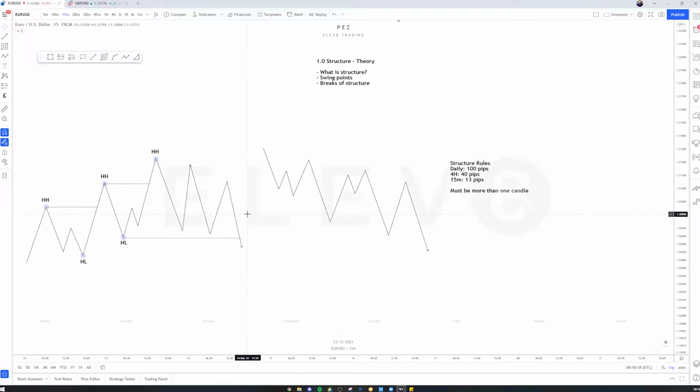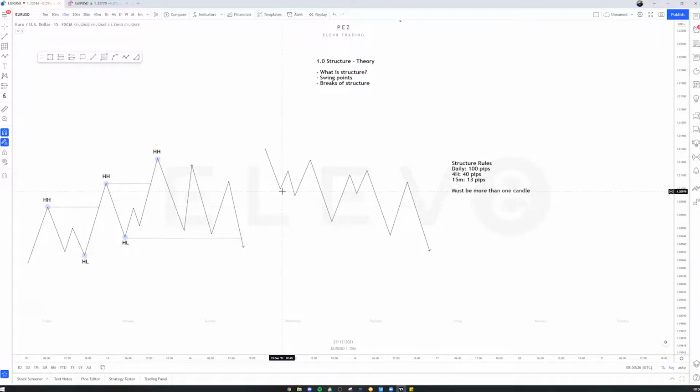If we move on to the bearish market, the same thing applies. We come down, pull back, and then break down. In this situation, you can see the pullback here is quite small, so we have rules around that. Our rules are, on the daily, we need to see a pullback of at least 100 pips for this leg to be classed as structure.